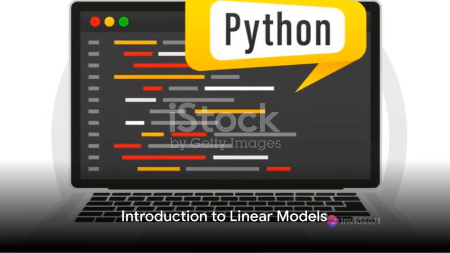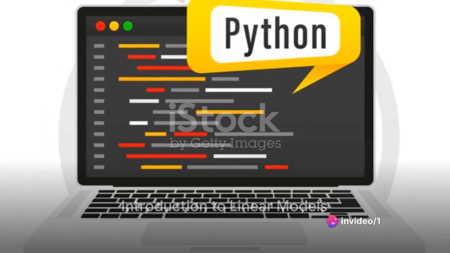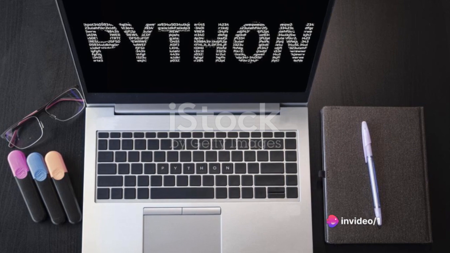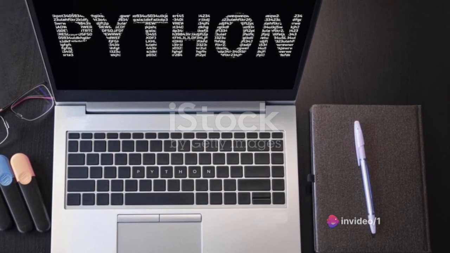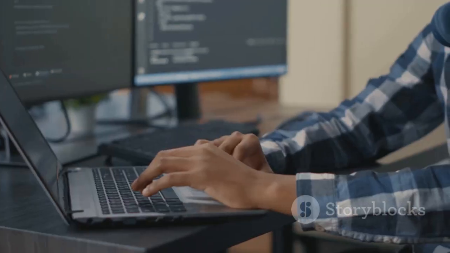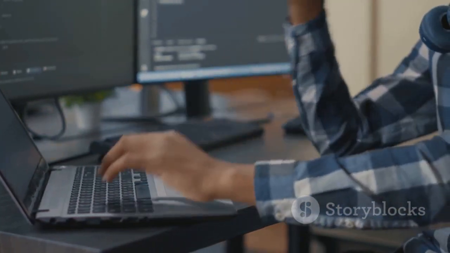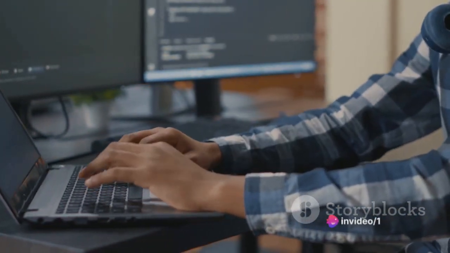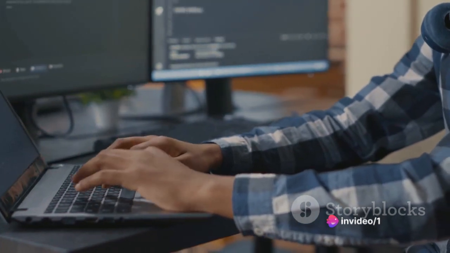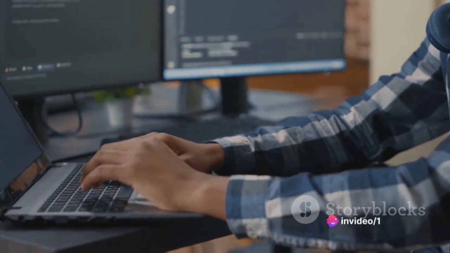Why do linear models hold such a pivotal role in machine learning? To answer this question, we delve into the world of linear models, exploring their importance and understanding how they operate. Linear models are often the starting point for many data science enthusiasts and professionals. They are straightforward, easy to understand, and yet incredibly powerful.